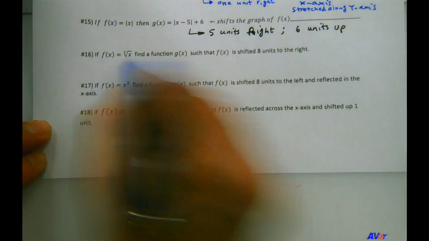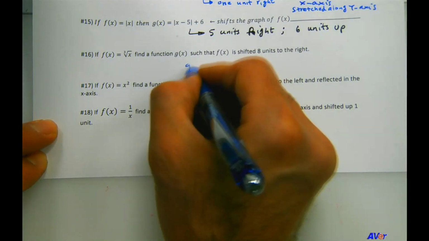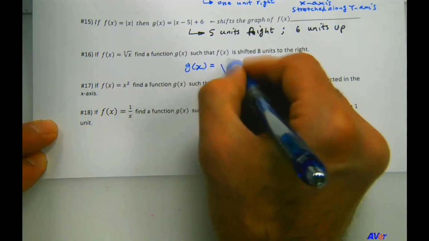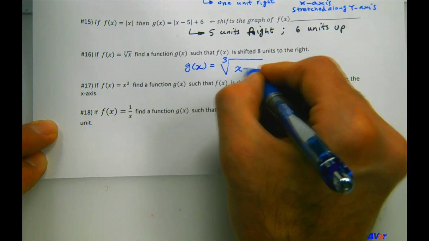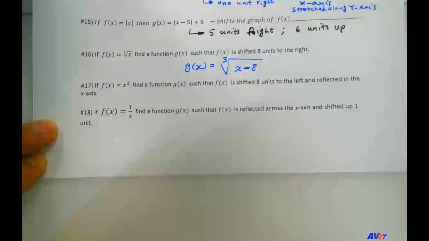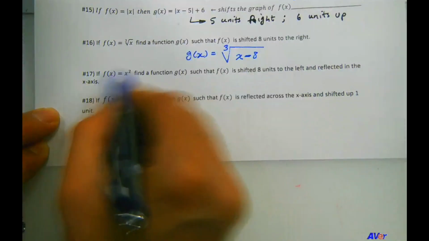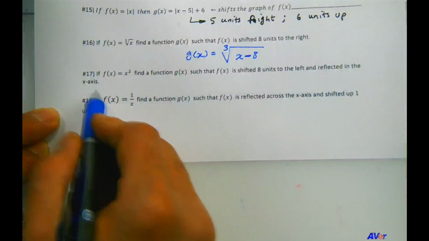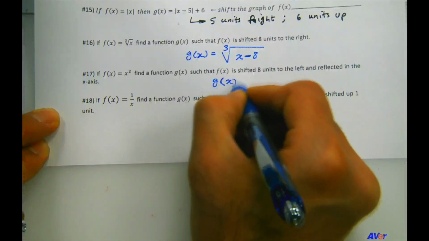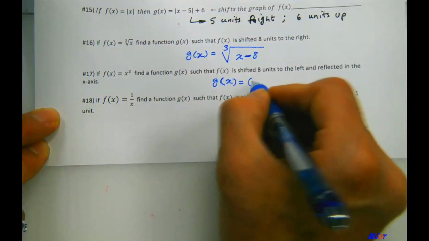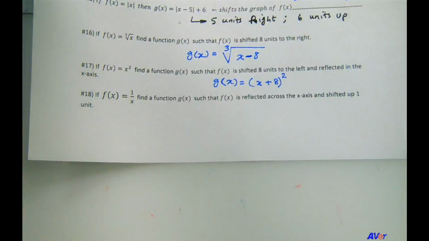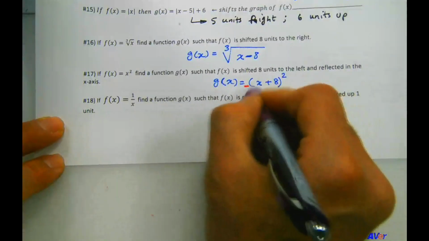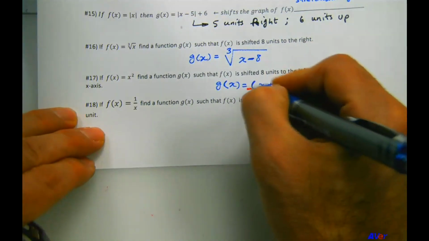So we're shifting this function 8 units to the right. So let's call it g of x is equal to cube root of, or third root of, x minus 8. Okay, 8 units to the right. This one, the graph of quadratic function shifted 8 units to the left and reflected in the x-axis. So g of x would be x plus 8 units to the left. So x plus 8 squared and also reflected in the x-axis. So with a minus in front. Okay, so minus x plus 8 squared.